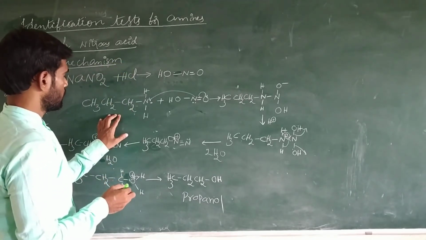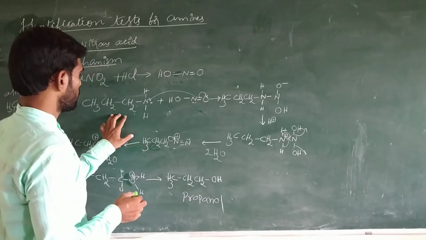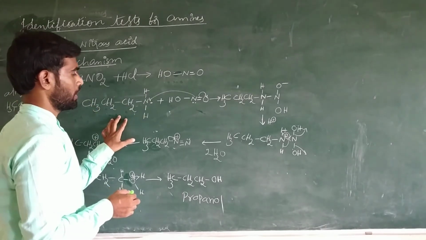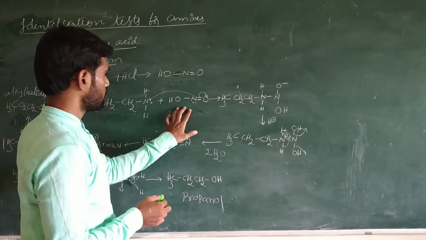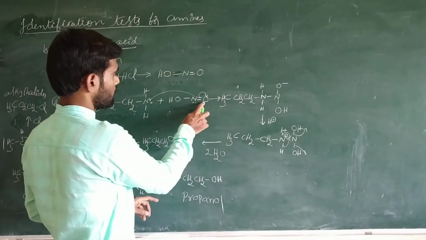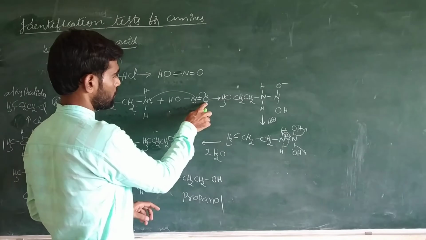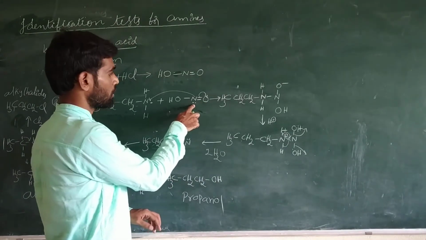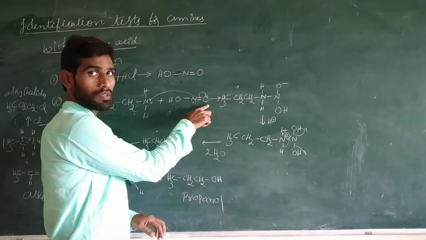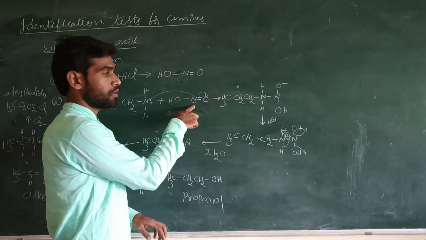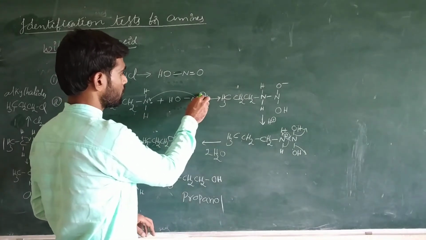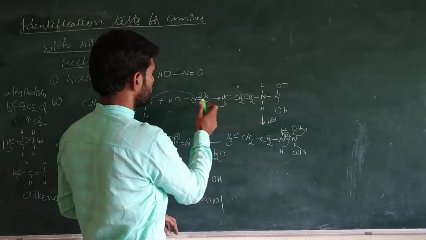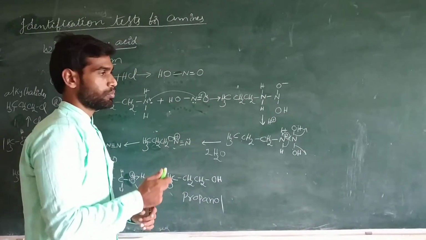So this is a propylamine, because we have 1, 2, 3 carbons. When this one is reacting with the nitrous acid, oxygen is more electronegative than the nitrogen, and the pi electrons are shifted towards the oxygen atom. So the oxygen atom is getting the negative charge, and nitrogen is getting positive charge.